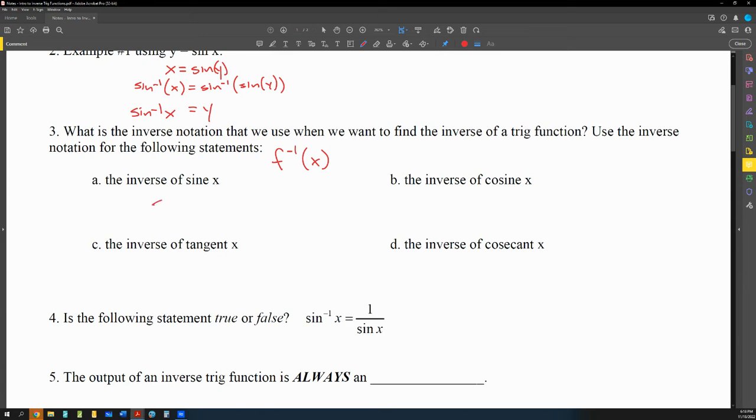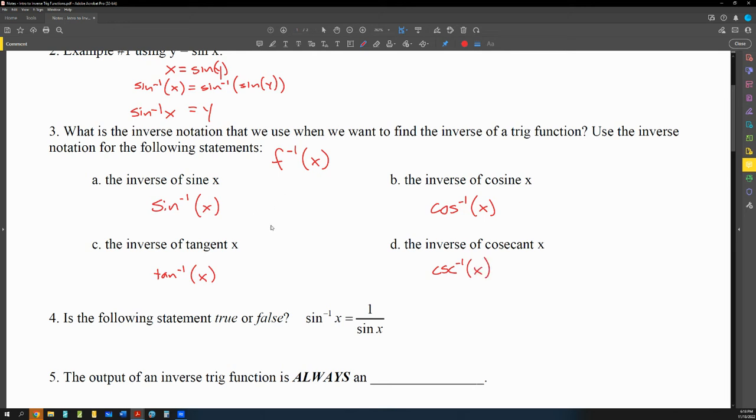So we would say the inverse of sine is sine inverse, inverse sine of x. We have inverse sine, inverse cosine. So that would be cosine and then that -1 of x. So inverse cosine of x. We have inverse tangent of x. And then we can also do that with the reciprocal functions, secant, cosecant, and cotangent. So we have the inverse cosecant of x.